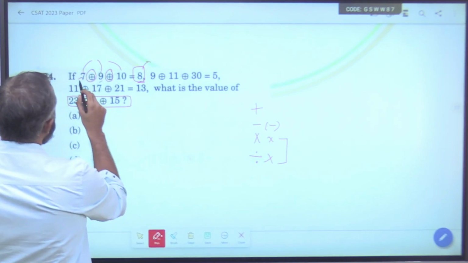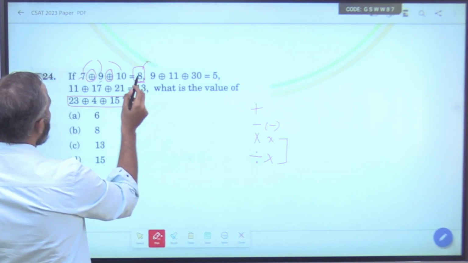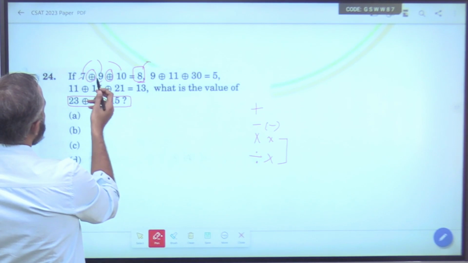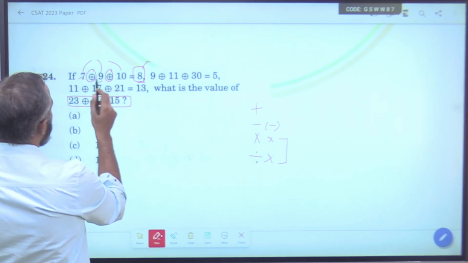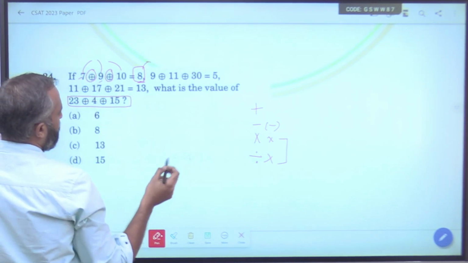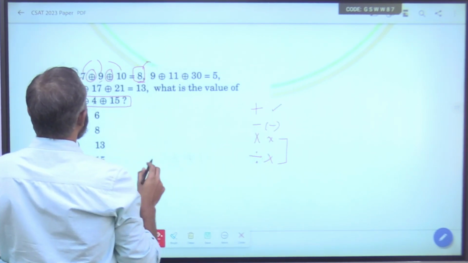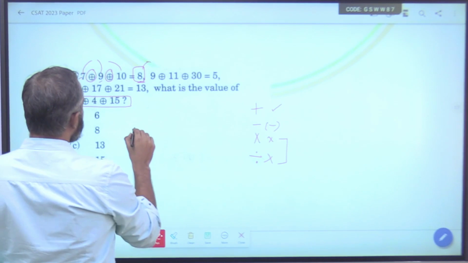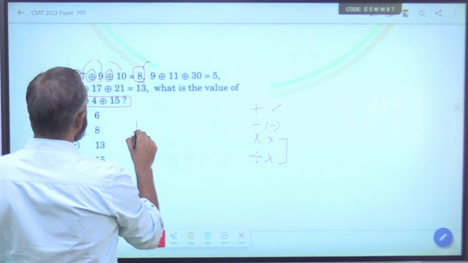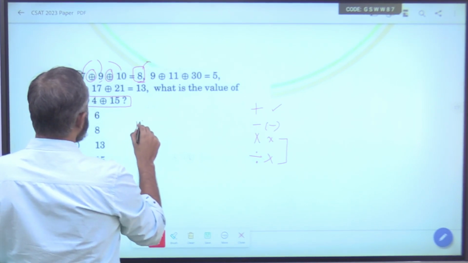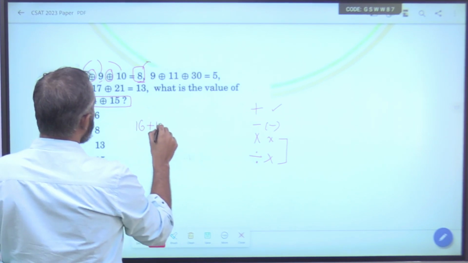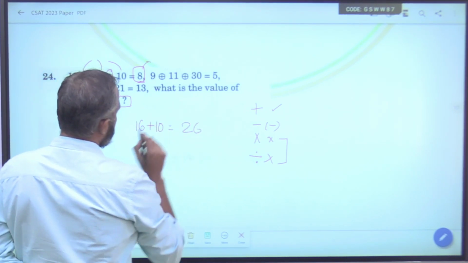Okay, for the result to be 8, right? 7 is 2 away from 9, and 9 and 10 are 1 apart. So, minus can't be it. Plus, let us see. 7 plus 9 is 16. 16 plus 10 is 26.